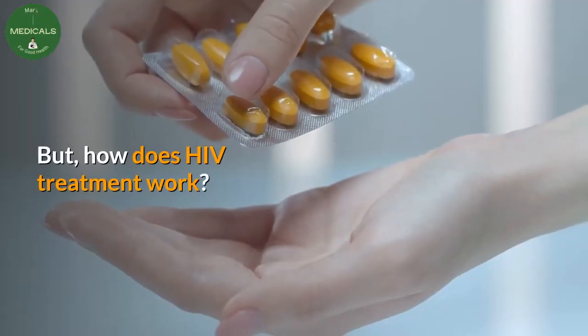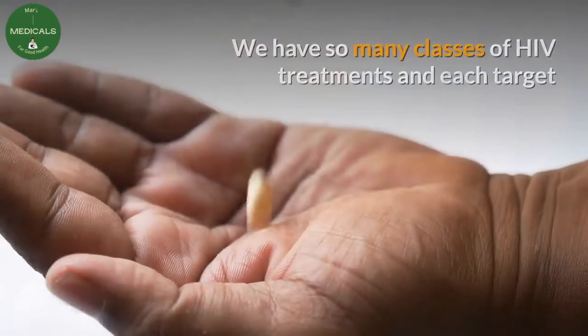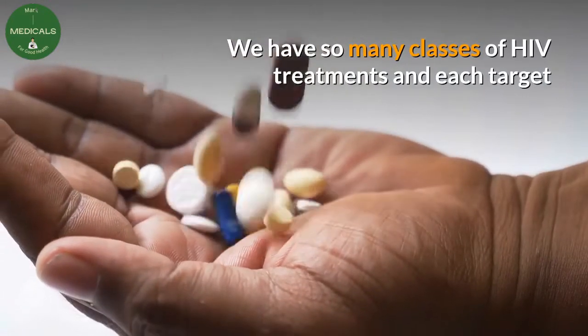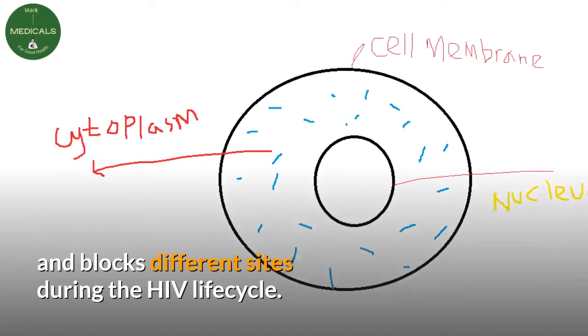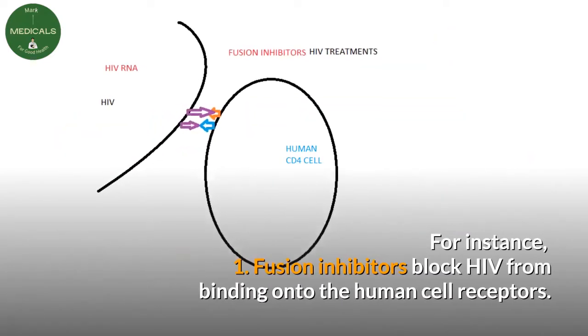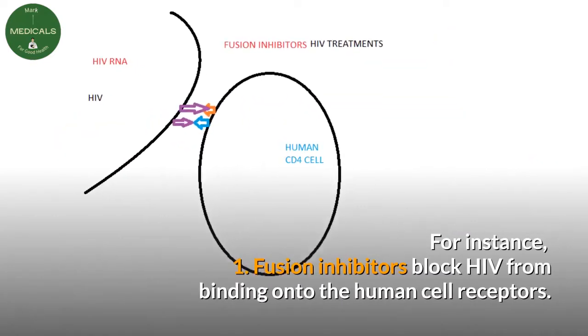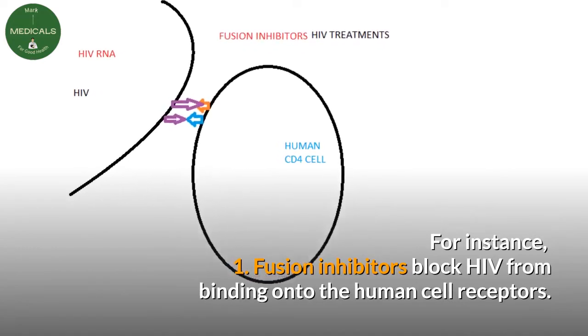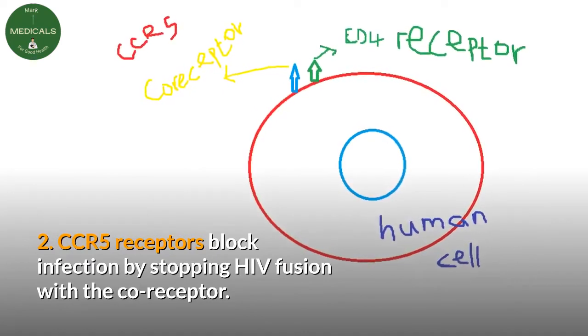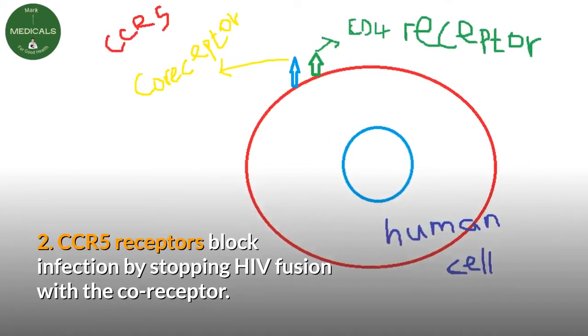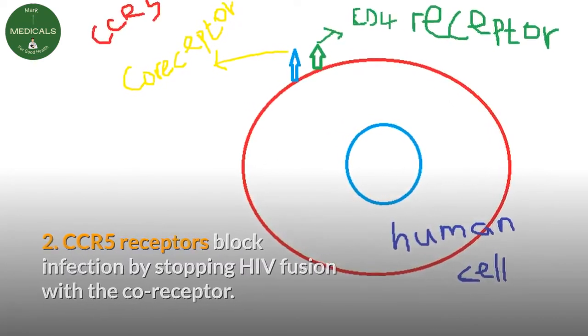But how does HIV treatment work? We have so many classes of HIV treatments, and each targets and blocks different sites during the HIV life cycle. For instance, 1. Fusion inhibitors block HIV from binding onto the human cell receptors. 2. CCR5 receptor blockers block infection by stopping HIV fusion with the co-receptor.